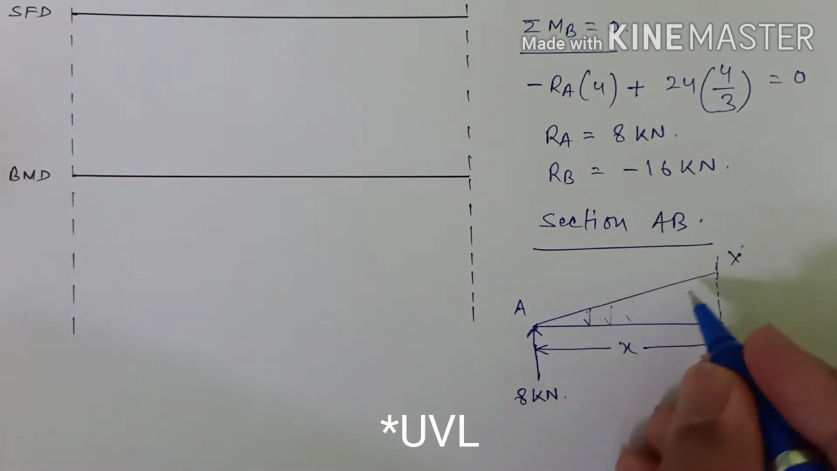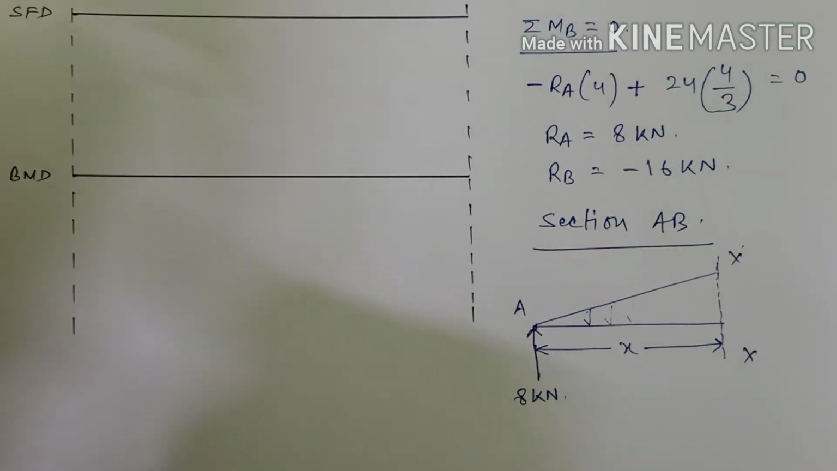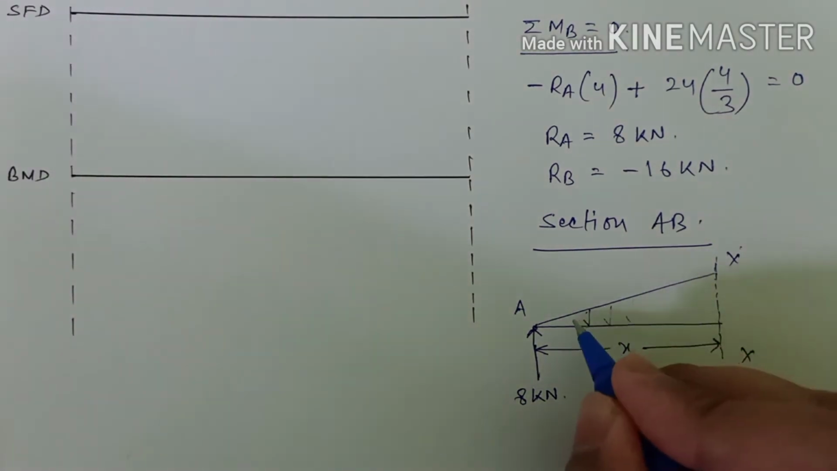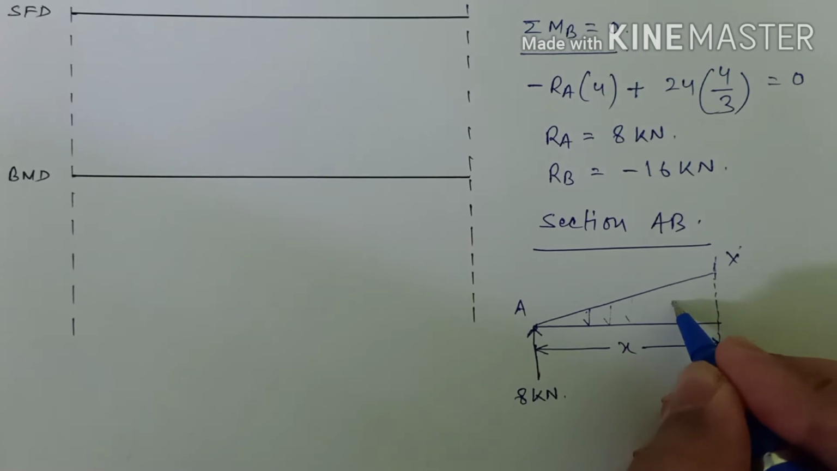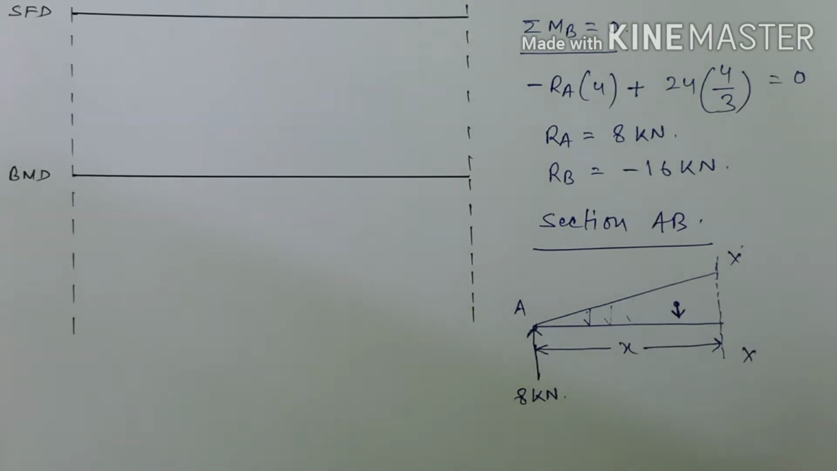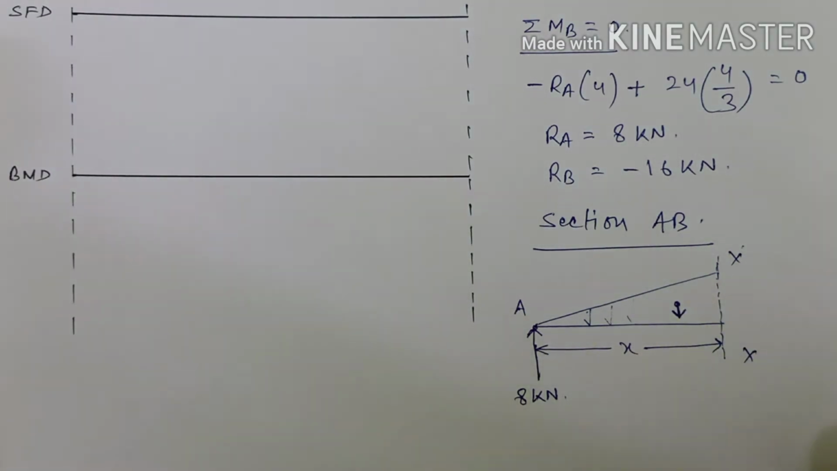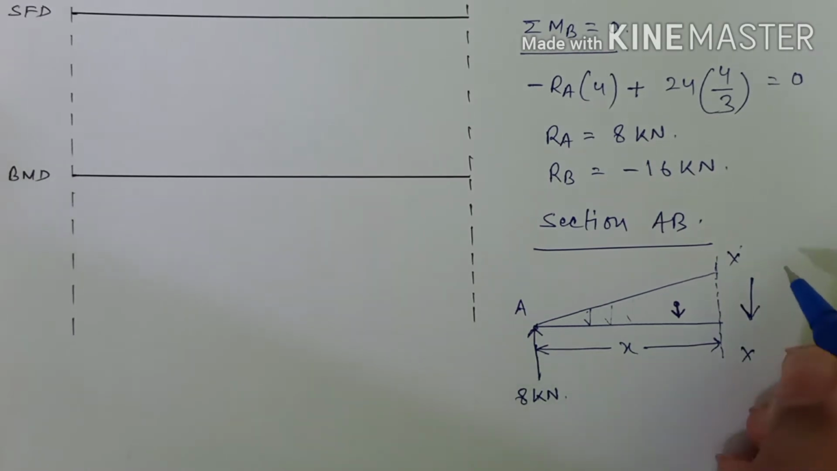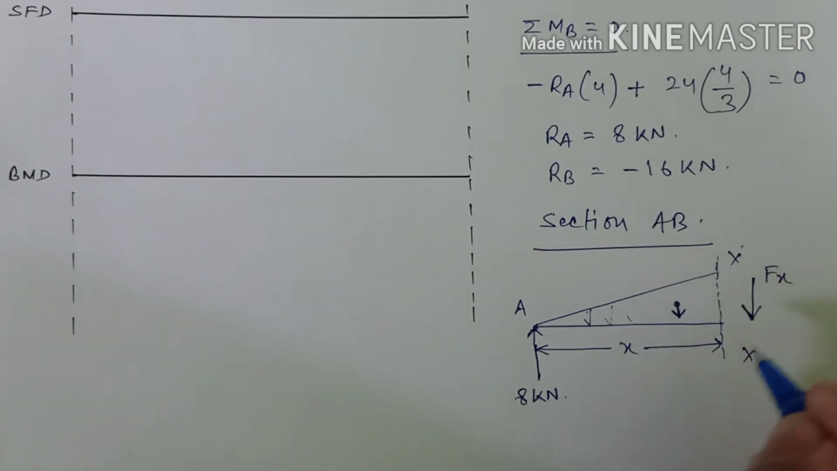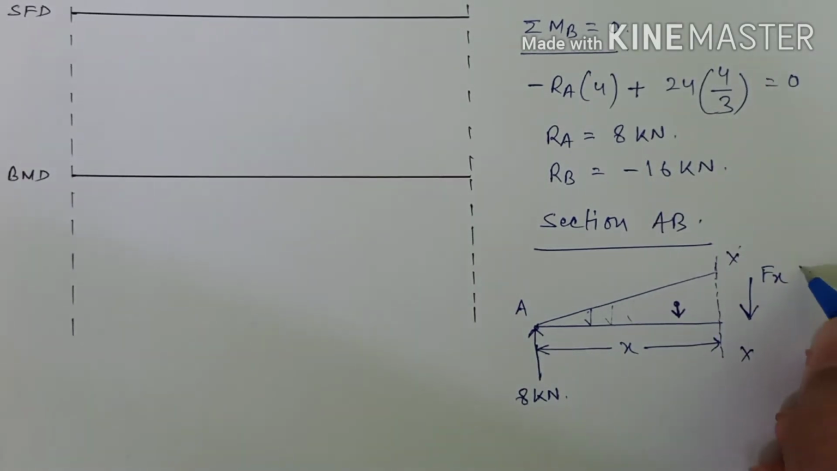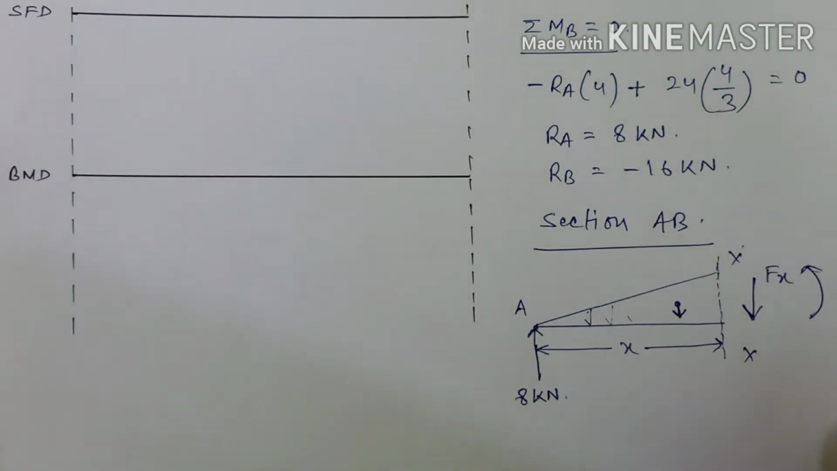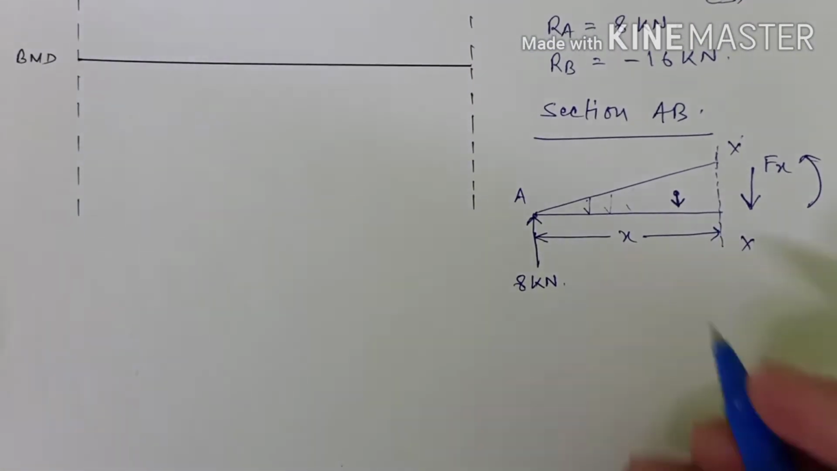It will be the area of this particular triangle, and it will be acting in the centroid of this very triangle. So we have to find the value of this. The shear force will be in the downward direction. I hope the sign conventions are clear, and the bending moment anti-clockwise. By now I guess you are familiar with this. So let us calculate the shear force.